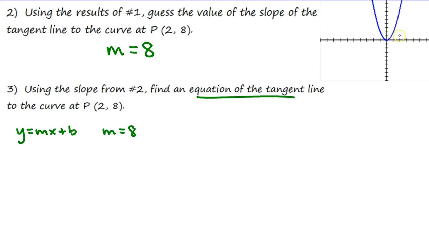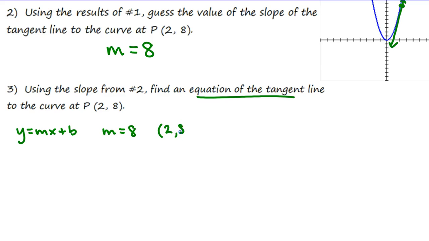By the way, when you picture this and you think about the point (2, 8), don't you see that that tangent line there is really steep, and that it has a positive slope? And that was a really bad sketch. I didn't really make my tangent line look like it was touching there at (2, 8). But you can see there is a positive slope and it's a steep line. So having a positive slope of 8 kind of makes sense.